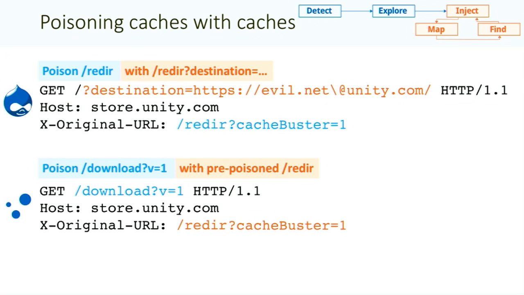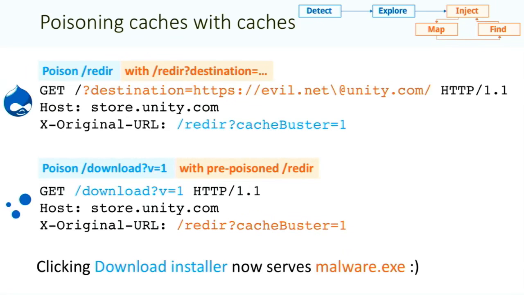And for example, on store.unity.com, you can try and download the Unity installer. But using this cache poisoning, you could redirect the download. So they would be on unity.com, they click the download button, they're still on unity.com, but the installer actually came from my website, and it's malware.